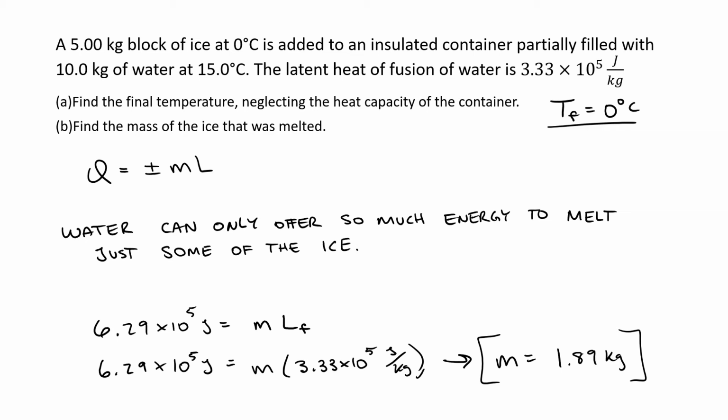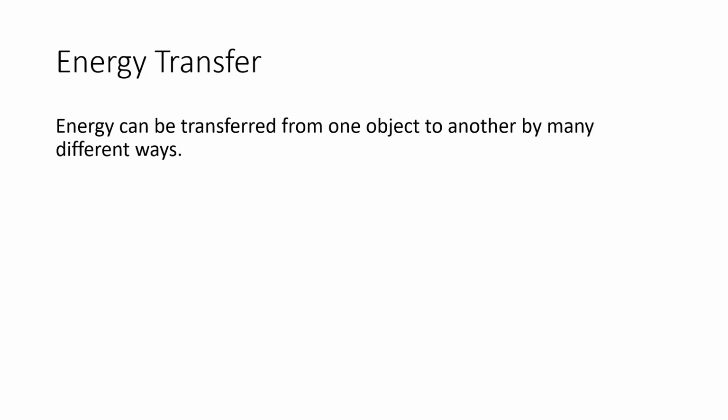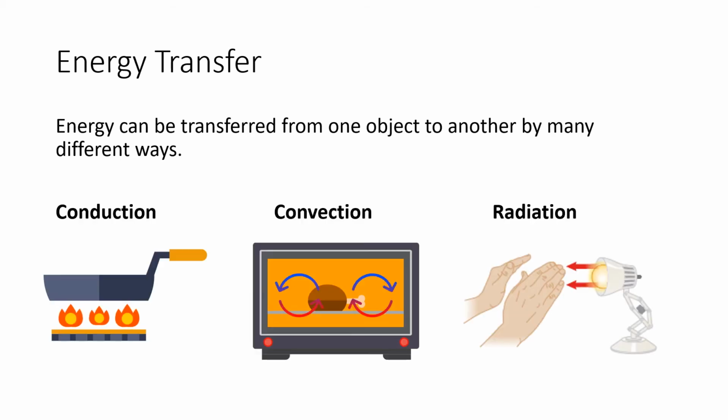Example here. We're going to get on to some demos here. Let's go to energy transfer. All right. Look at that latent heat. We could take energy away from something. We could add energy to something else, heating it up, cooling it down. How can we do that? Well, there are a couple ways. There is conduction, there is convection, and there is radiation.